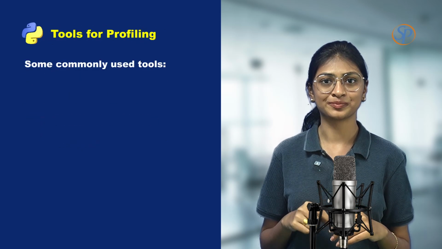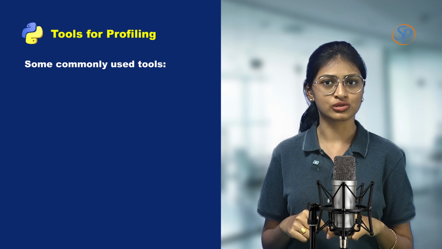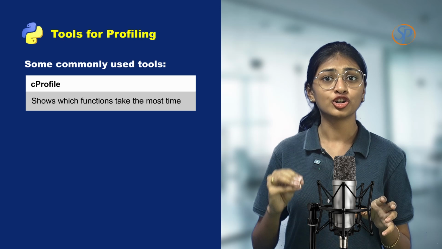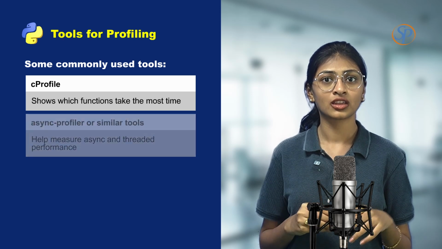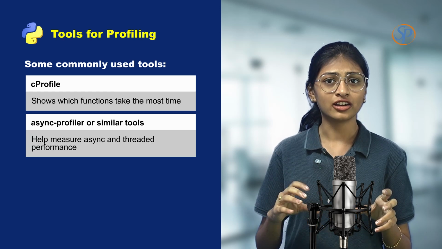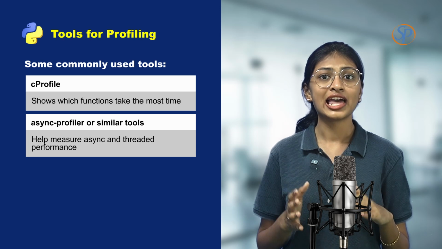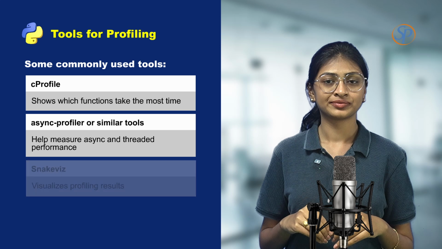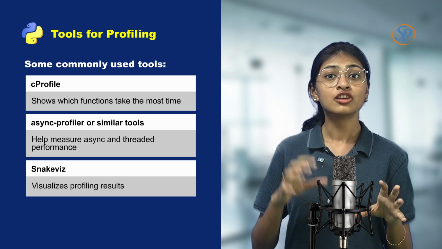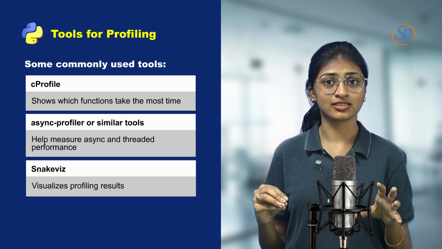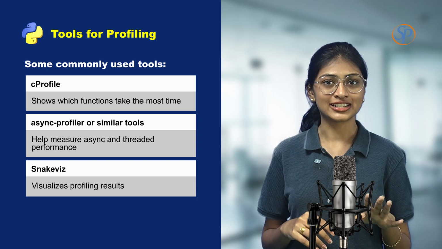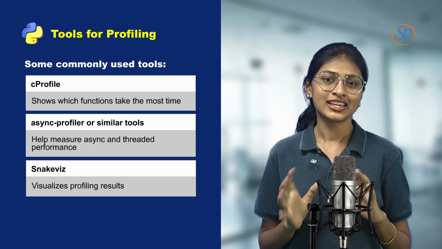Tools for profiling. Some commonly used tools: cProfile shows which functions take the most time. Async profiler or similar tools help measure async and threaded performance. Snakewiz visualizes profiling results. You don't need to master these tools immediately. Just knowing they exist is enough for you.